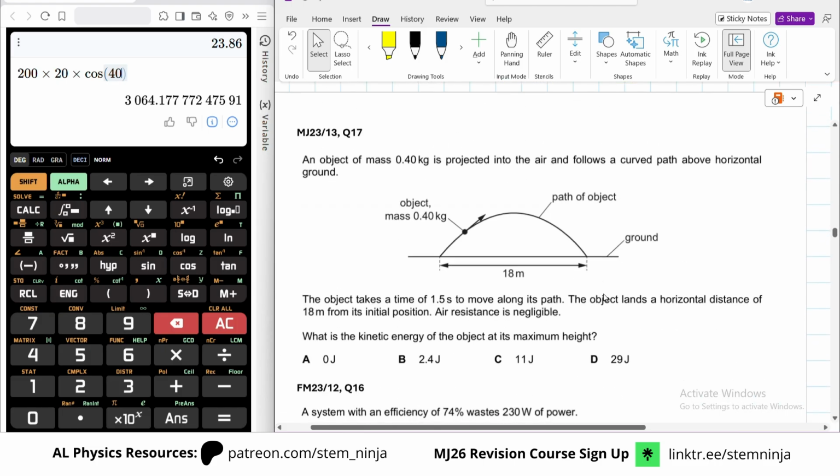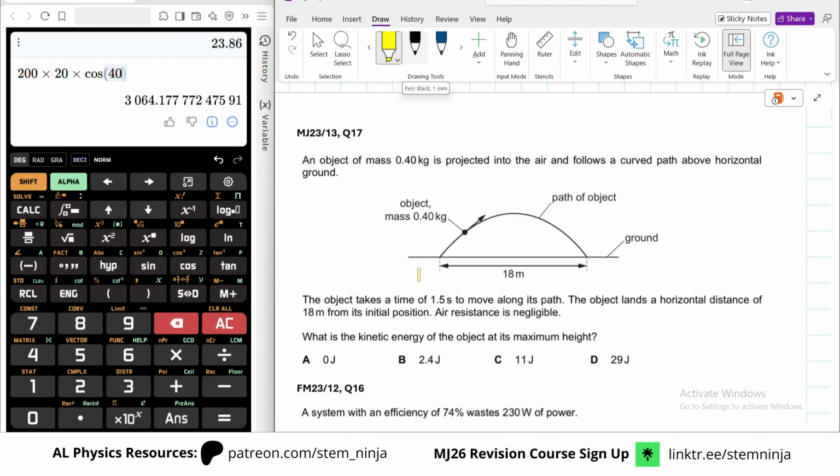Okay. Let's see. An object of mass 0.4 kg is projected into the air and follows a curved path above the horizontal ground. The object takes a time of 1.5 seconds to move along its path. The object lands a horizontal distance of 18 meters from its initial position. Air resistance is negligible. What is the kinetic energy of the object at its maximum height? Now this is a very simple question.